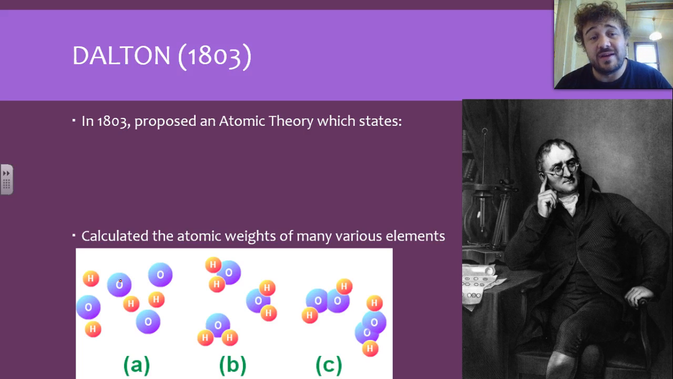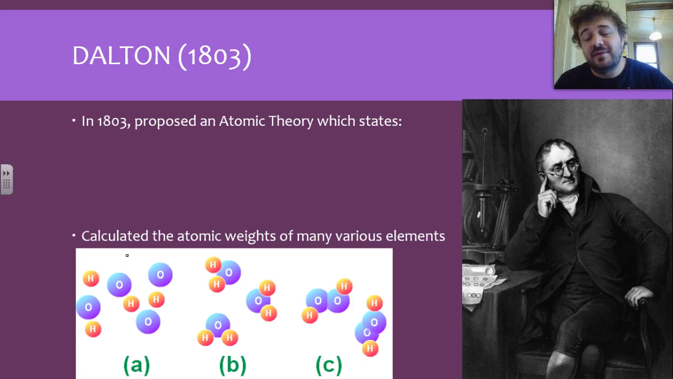But we are going to talk about John Dalton, who was an English physicist. The first cool thing he did was he calculated the atomic weights. Now we're talking something that's so small we can't even use grams. But he calculated that, which was really cool.